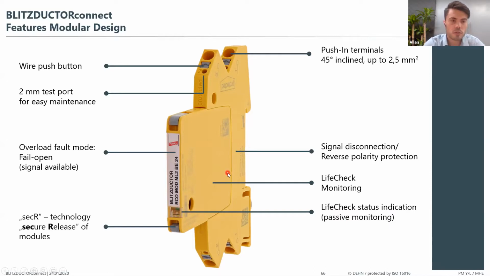With new clips, which we call the secure release, the modules, because they are small, are easy to mix up when installed next to each other, so it's easy to remove the wrong module. But now they included this new secure release technology, which is clips that you can clip open before removing the module. And the same as with the previous one, earthing is done via the DIN rail.